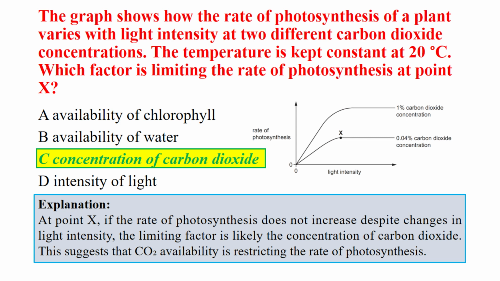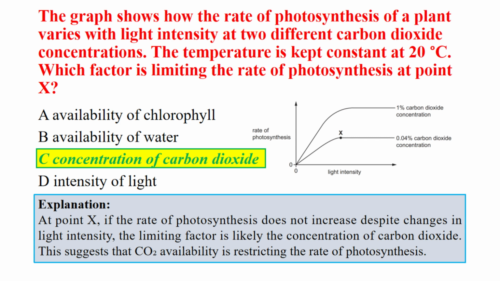In the next question, the graph shows how the rate of photosynthesis of a plant varies with light intensity at 2 different carbon dioxide concentrations. The temperature is kept constant at 20 degrees Celsius. Which factor is limiting the rate of photosynthesis at point X? To determine the limiting factor at point X, consider the following.